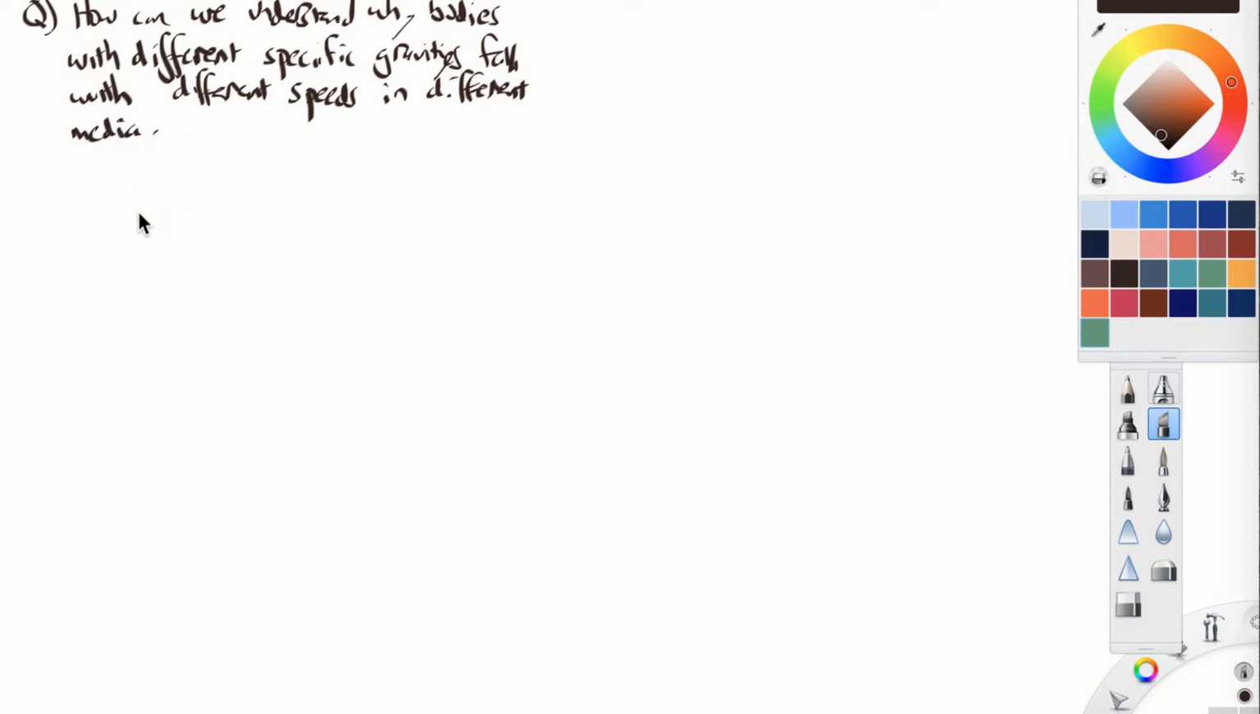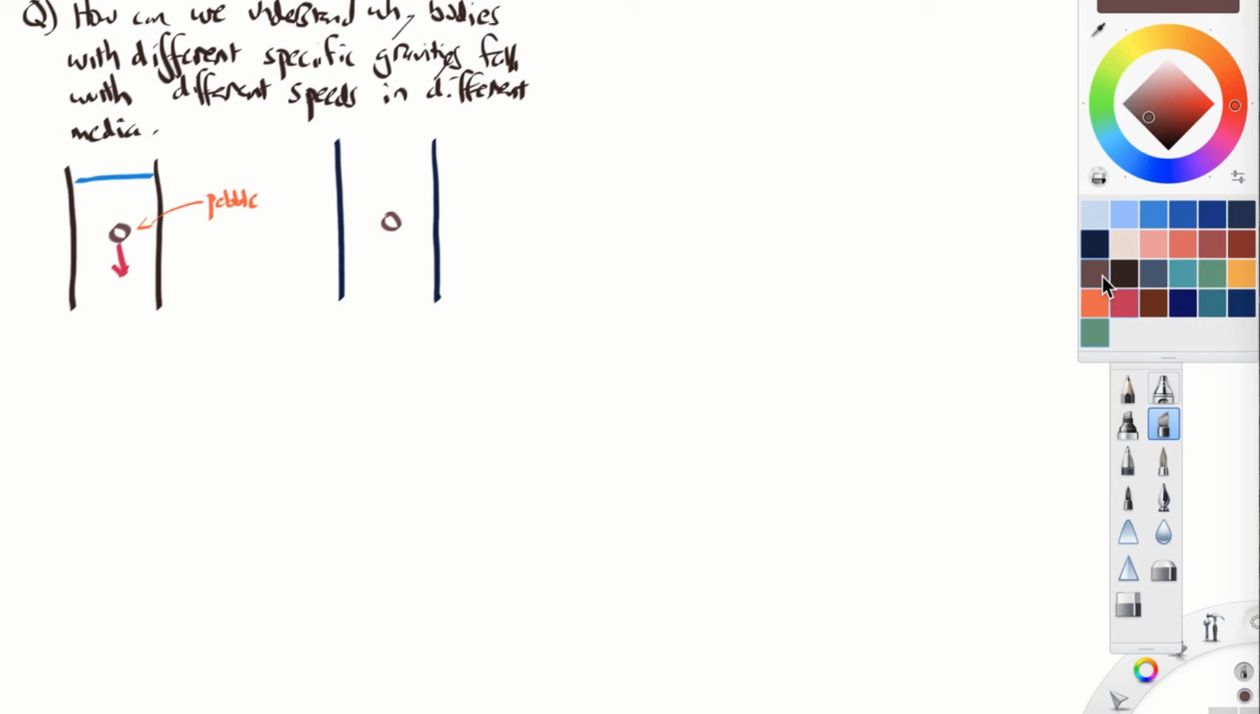Let me give you a concrete example to think about that will illustrate the problem we're trying to solve. So let's suppose that we have a cylinder, and the cylinder is filled with water. And we are to drop a pebble in this water. So here's a pebble. Okay, so that is a pebble, a little piece of stone. And as it falls, it's falling with some speed. Okay? And we also drop the same pebble in another column, but this column, instead of being filled with water, is just filled with air.